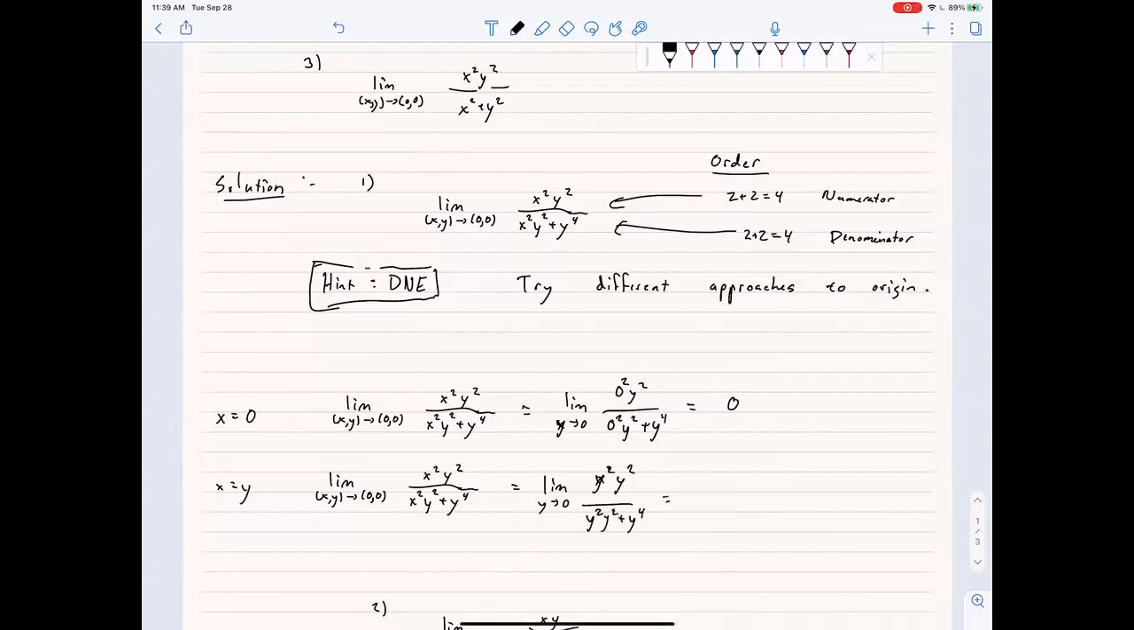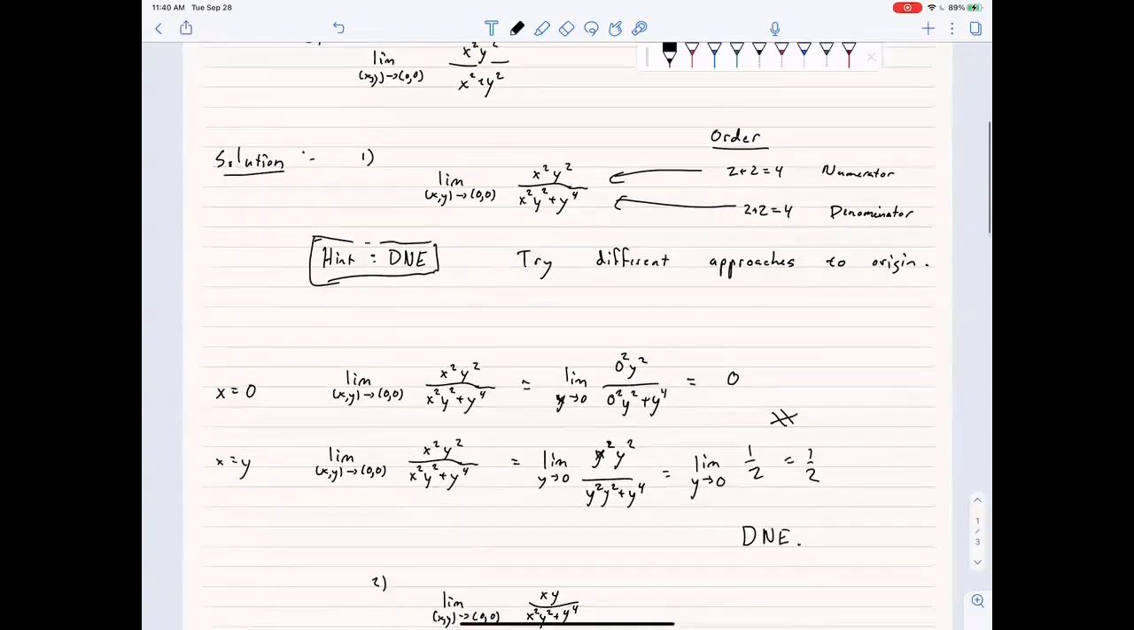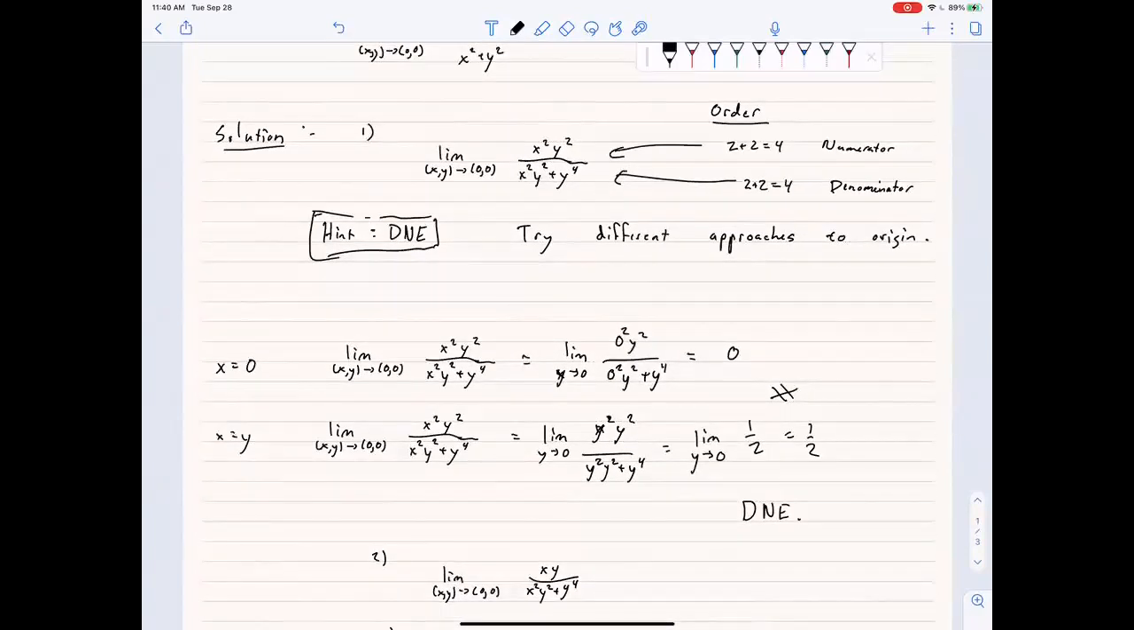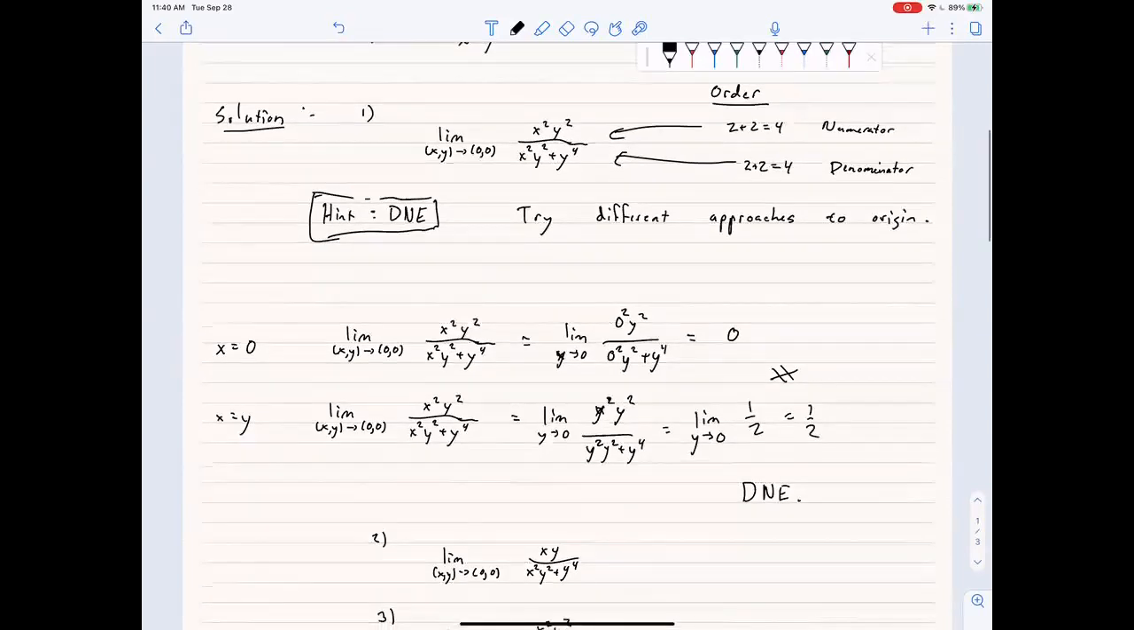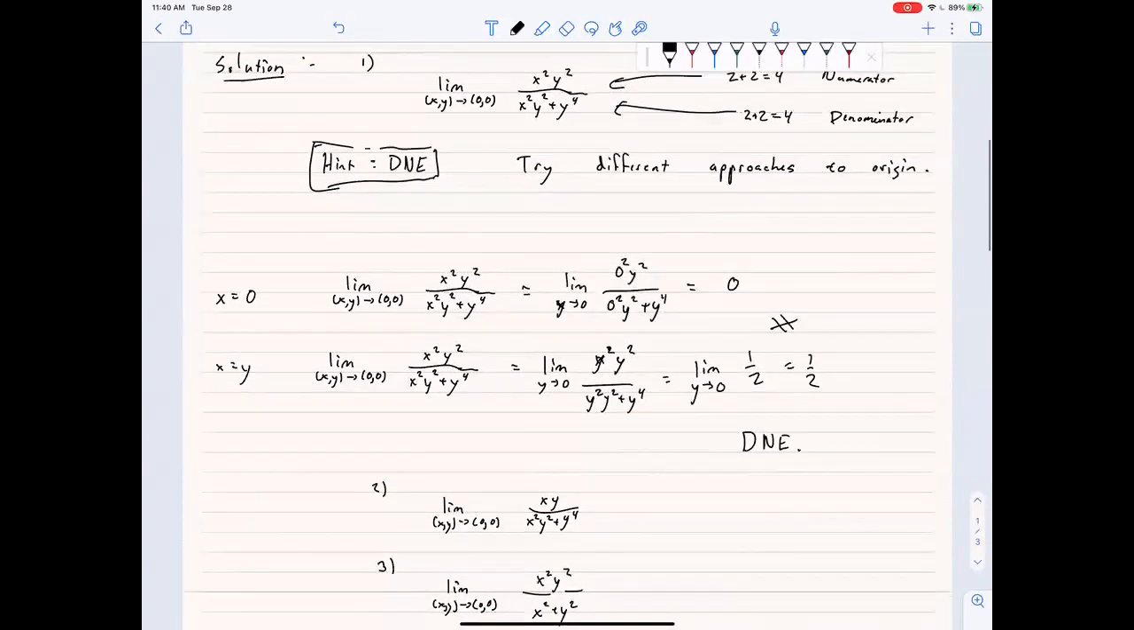And again, this is just like last time, the same kind of thing. Although in general you might get different fractions, here you get 1/2. And these two are not equal. So you can then say the limit does not exist. The moral of the story is, when you have a rational function like this approaching zero, you want to decide whether the limit exists or doesn't before you try to compute. Checking the orders will give you a hint. And if the orders are equal, the hint is it does not exist.